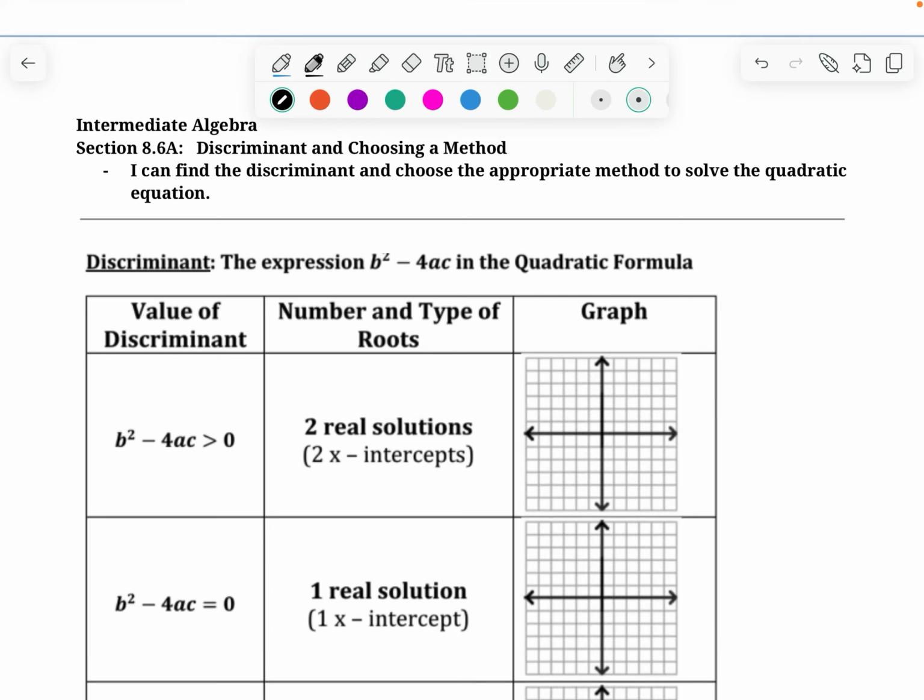Hey class, sorry I can't be there today, but today we are going to look at the discriminant, which is part of the quadratic formula, and we are going to use that to solve our quadratic equations.